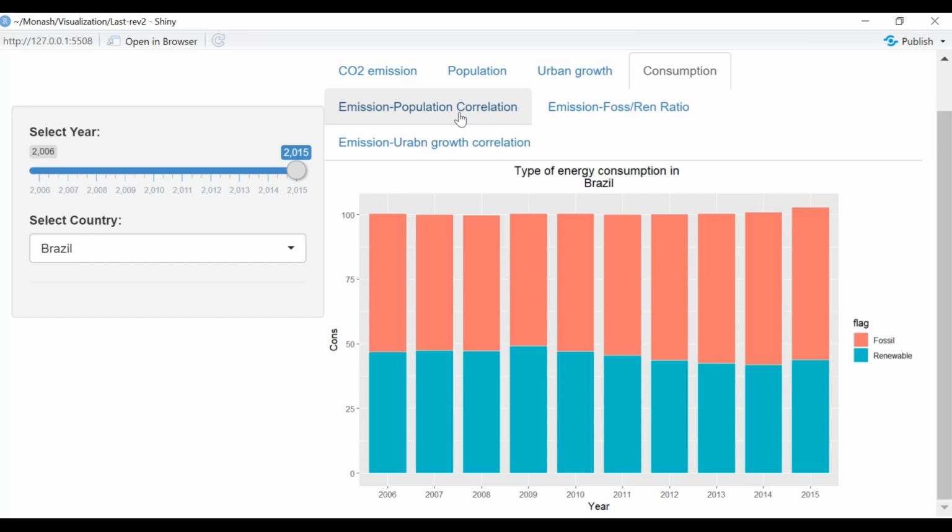That means that for these 18 countries producing 80% of carbon dioxide emission, there is again no strict or static rule. It is different for each of these countries. Population, fossil to renewable ratio, and urban growth are having different effects on the amount of carbon dioxide emission.